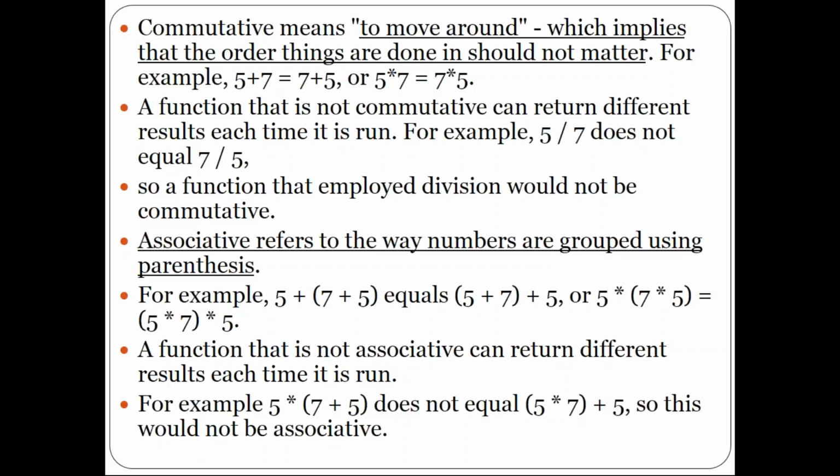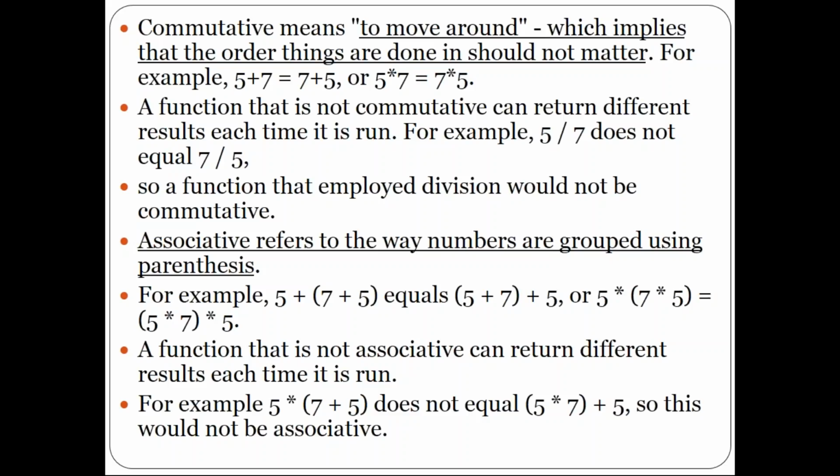Okay. If a function is not commutative, that can return different results. 5 divided by 7 is different. 7 divided by 5 is different. So that is not commutative. For those conditions, you cannot use reduce by key. So this check is passed. We now know what is commutative. So functions that employ division would not be commutative. Clear. So you understood commutative now. Let's go to associative. Associative refers to the way numbers are grouped using parentheses. Okay. Parentheses mean I have three numbers, 5 plus 7 plus 5.